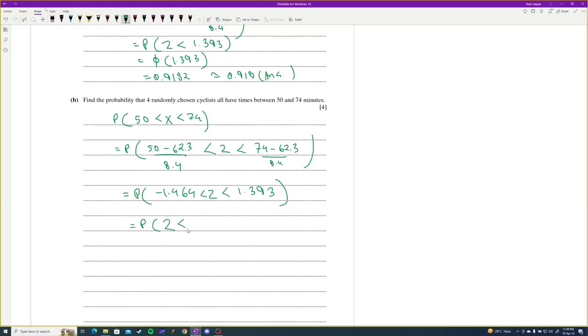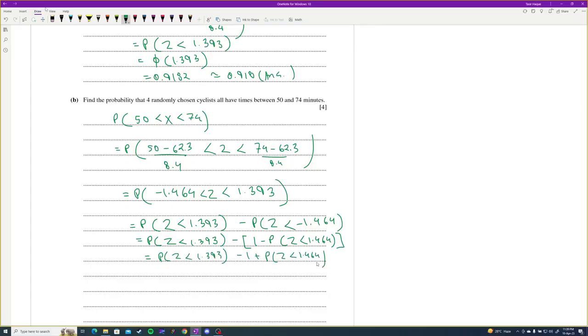So P(Z is less than the bigger one) minus the smaller one, always: 1.393, the one after, minus the one before, minus P(Z is less than minus 1.464). But now we need to convert this negative value to a positive value. How do we do that? P(Z is less than 1.393) minus 1 minus P(Z is less than 1.464), which ends up being P(Z is less than 1.393) minus 1 plus P(Z is less than 1.464). So this is basically phi of 1.393 plus phi of 1.464 minus 1.